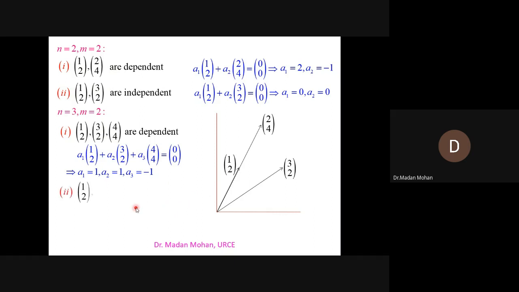Next example. I have taken again 3 vectors with dimension 2. Now observe A1 x1 plus A2 x2 plus A3 x3 equal to (0, 0). Now, can you give A1, A2, A3 non-zero values? You need not give all non-zero, at least one non-zero, please. Please give me A1, A2, A3, at least one non-zero among A1, A2, A3, which satisfies this one: (1, 2), (2, 4), (3, 2).